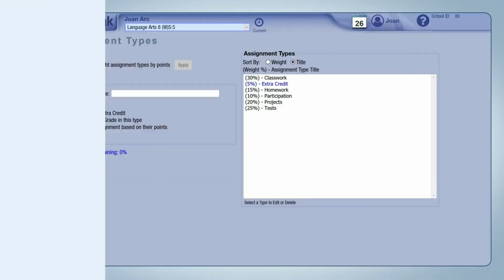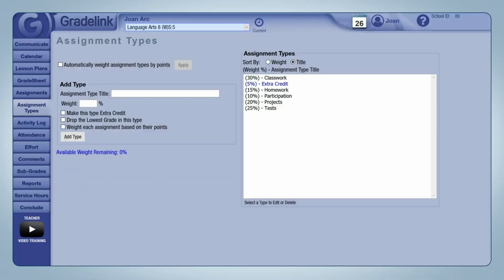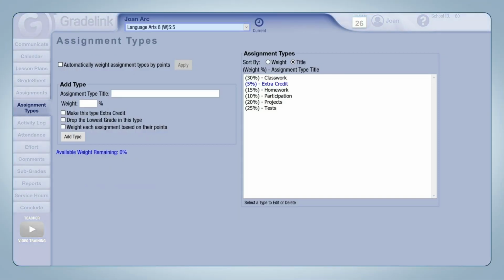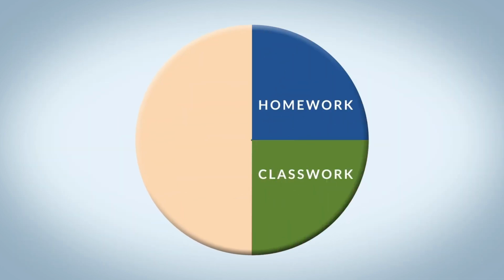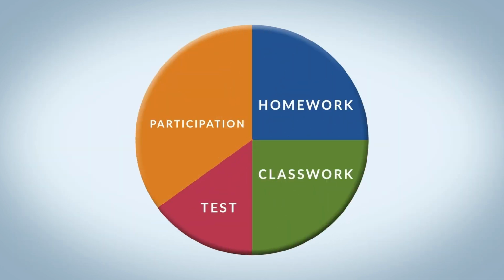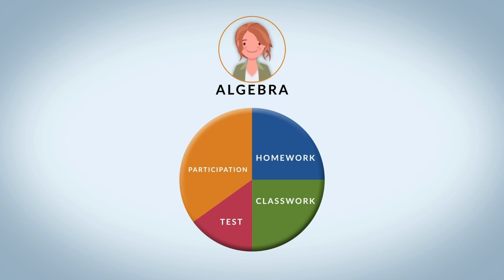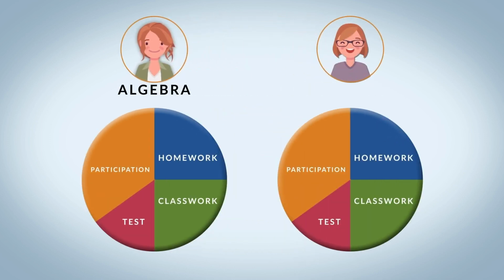The very first thing that an instructor will want to do when they log into their account is create what's called assignment types, the categories that you're going to be associating each assignment to. These can be things like homework, classwork, tests, participation, and so on. And they're adjusted on a class-by-class, teacher-by-teacher basis, so you're able to program in any title and weight percentage uniquely.